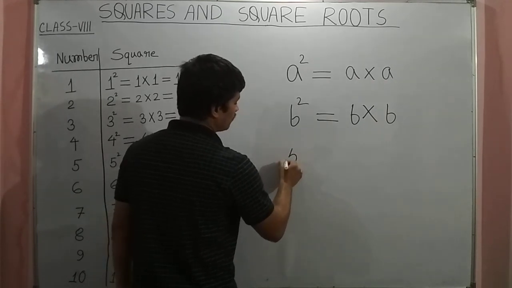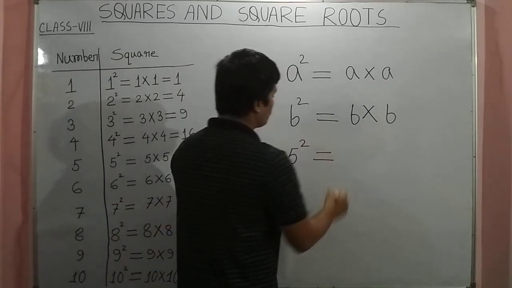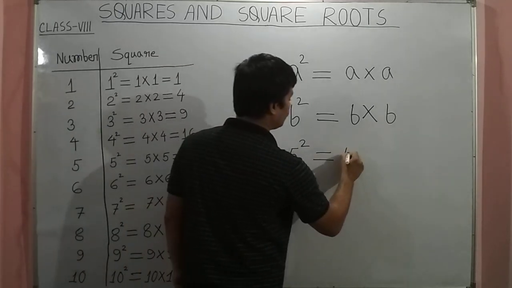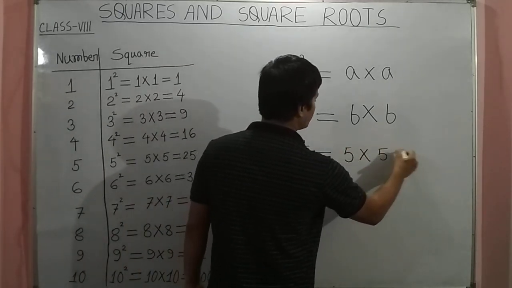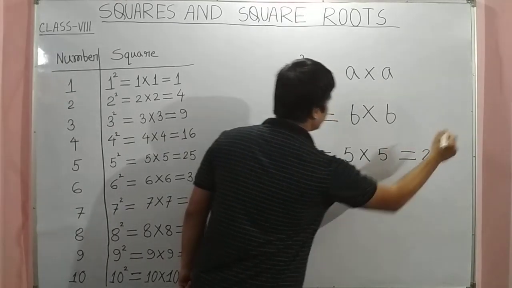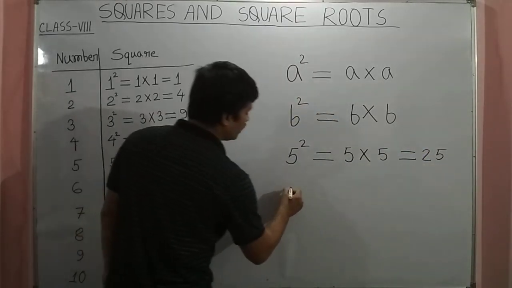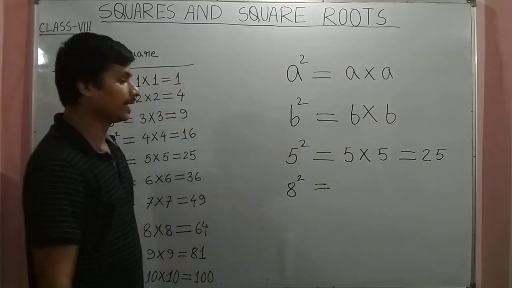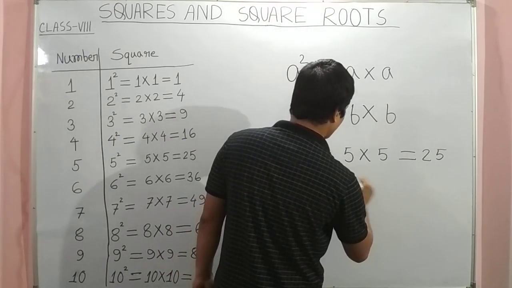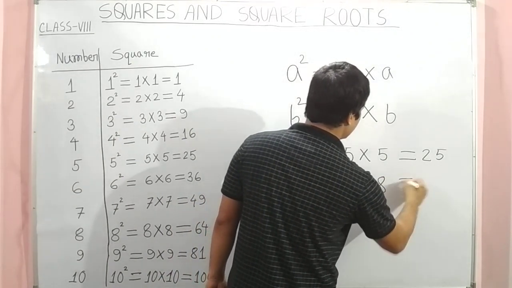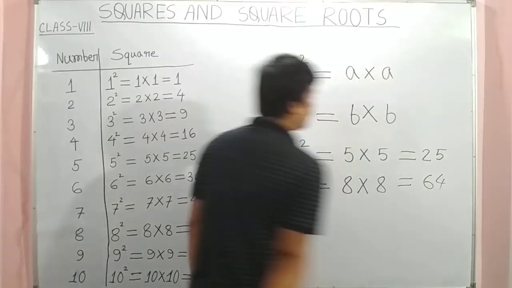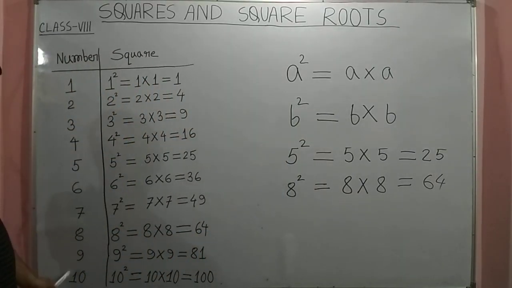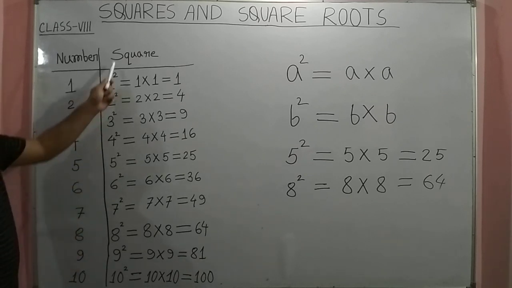If the numbers also, we can write 5 square. Here the power is 2, so we have to multiply 5 with this 5. 5 fives are 25. In the same process, 8 square we can write 8 into 8. This is 64.